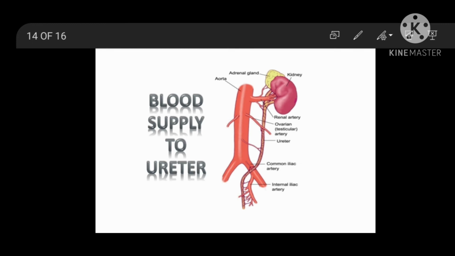Talking about blood supply, the ureter gets blood supply from neighboring organs and neighboring arteries. On the top, it gets blood supply from the renal artery. While coming down, it gets blood supply from the ovarian arteries, followed by the common iliac arteries, and then the last part of the ureter gets blood supply from the internal iliac arteries.